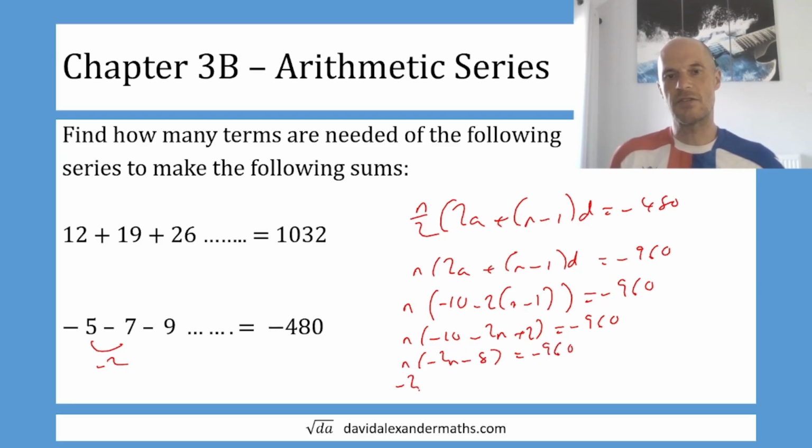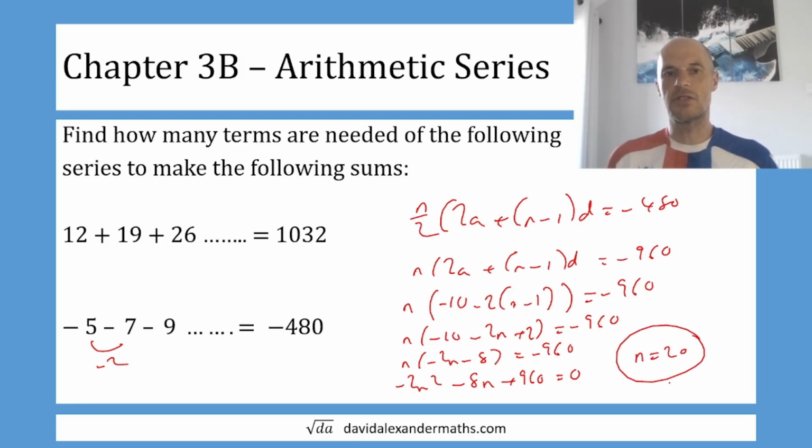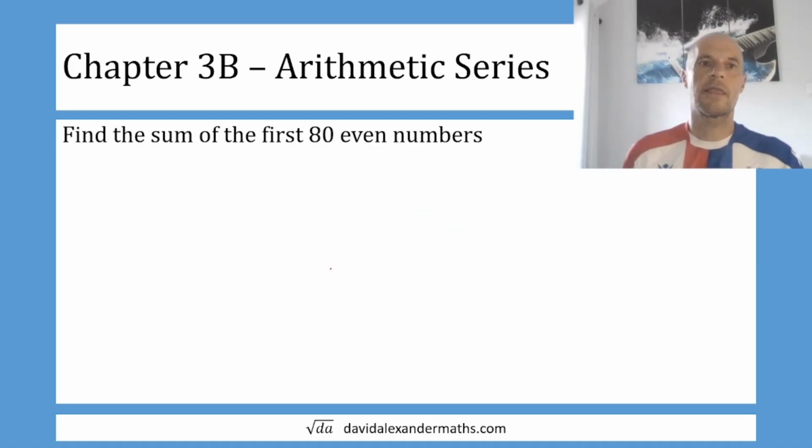So what we have is negative 2n squared minus 8n plus 960 equals 0. Use the quadratic equation solver on the calculator and n is 20. There we go. So 20 terms will give us negative 480. And if we want, we can work the formula backwards. If we just wanted to test it, put 20 into our formula, and as long as we get negative 480 at the other end, then we know we've definitely got it correct.